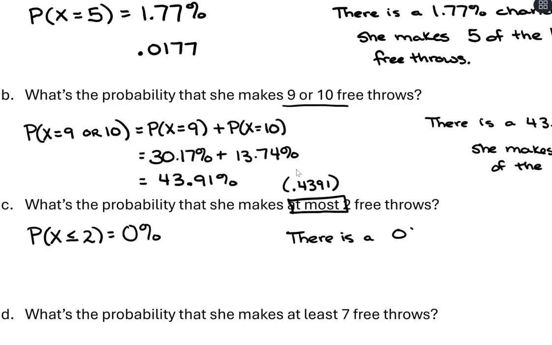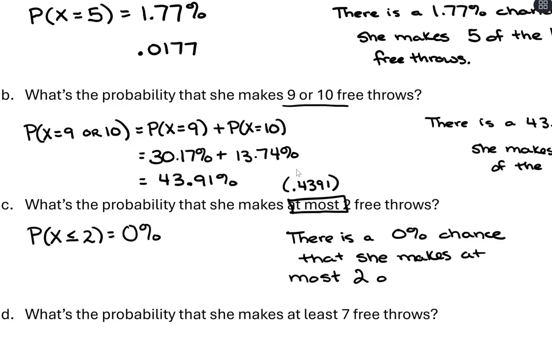There is a 0% chance that she makes at most 2 of the 10 free throws. She's just so good at it, it's almost impossible for her to do poorly.